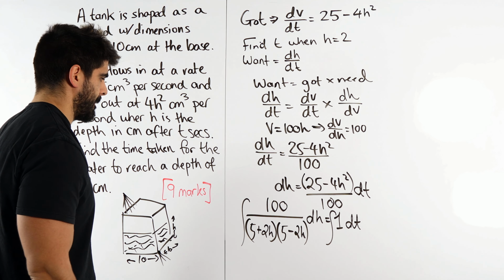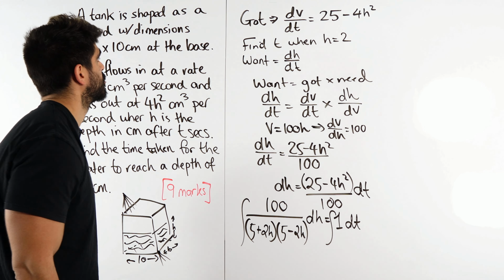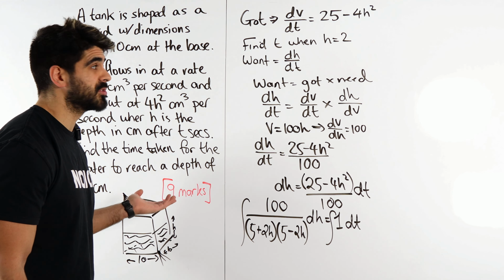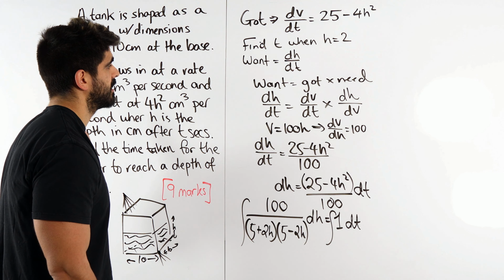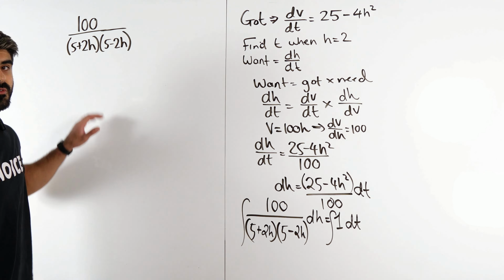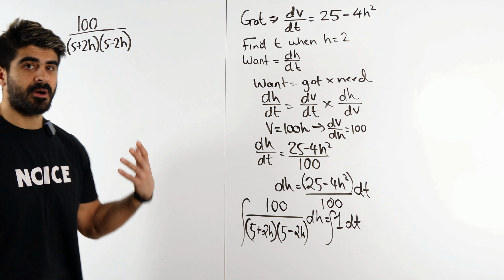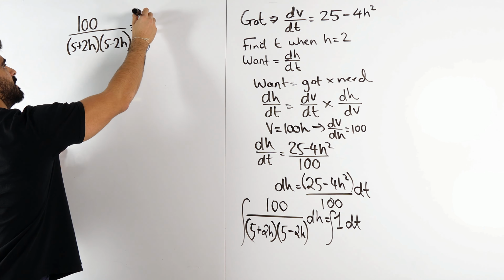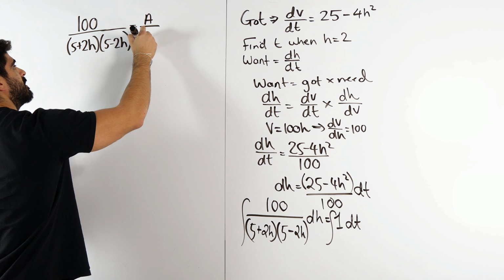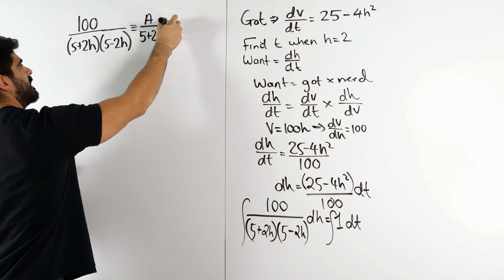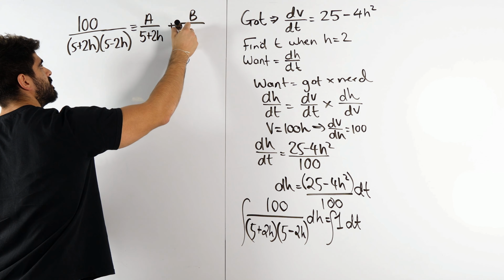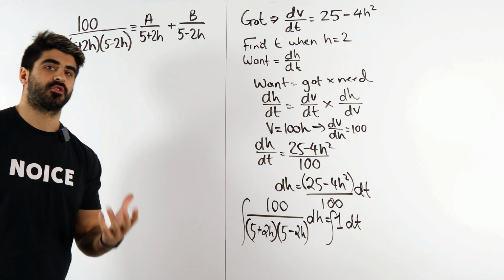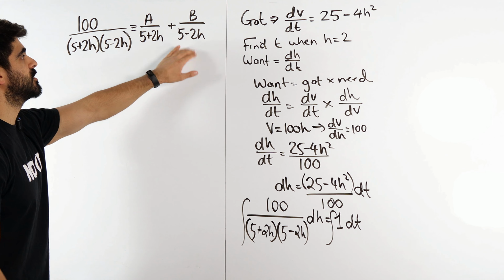So, let's just do the partial fractions. I'm just going to clear the board over here because I don't think we need it anymore. Right, we have this, and we're going to do partial fractions. We're going to split this up. All right, so we're going to have A over 5 plus 2h and B over 5 minus 2h. Okay, now I'm going to show you guys a trick to finding A and B super quick.